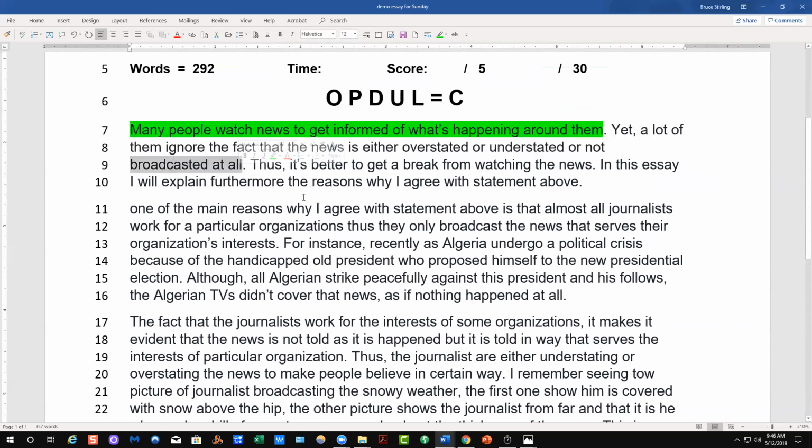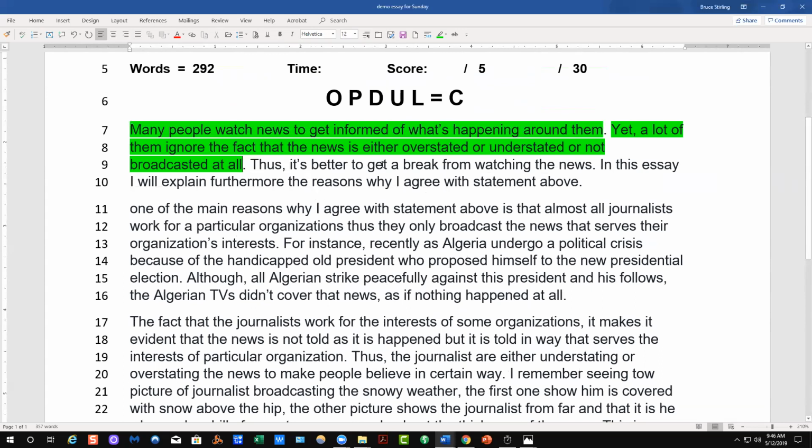Or not broadcasted at all. That's actually a very high level sentence. That is pretty good. Wow, so far so good. Okay, so these first two sentences tell me that this student is definitely in the 4 range or above so far. I know almost exactly what the score will be by the time I reach the end of the introduction. Thus, it's better to get a break.